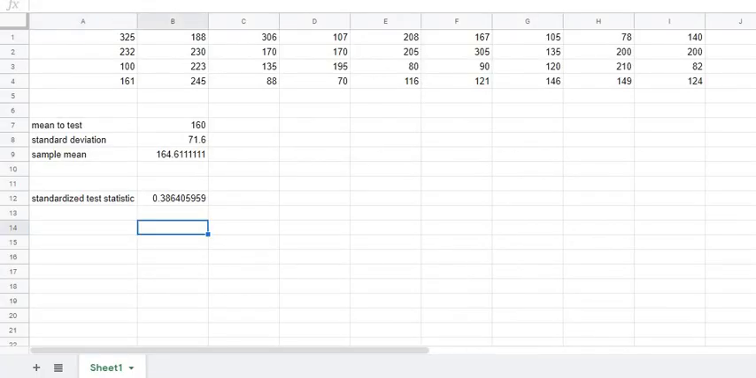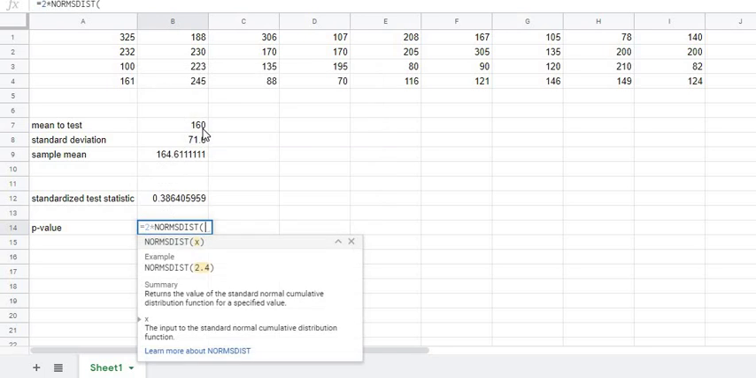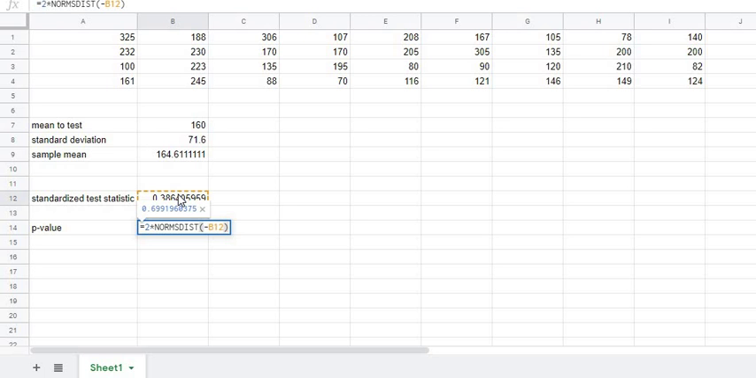Okay, so I'm back at my Google Sheets page, and I'm going to calculate the p-value. So we're going to type in equals 2 times, since this is a two-tailed test, norm, and we're going to select the norm S distribution. This is because our standardized test statistic is that it's standardized. Then we're going to type in a negative sign because we want the negative version of our standardized test statistic. Enter. We can see that our p-value is approximately 0.6992.